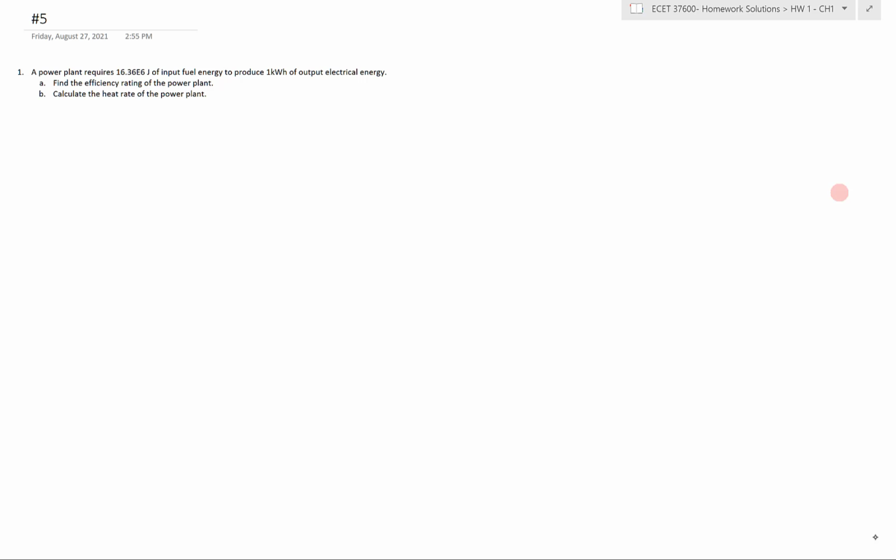So the givens here were that 16.36 e to the 6 joules. That was called input fuel energy, so we're going to say E in. And so 16.36 e to the 6. I know that's energy because I was told that, and because the units were in joules, so 2 clues.